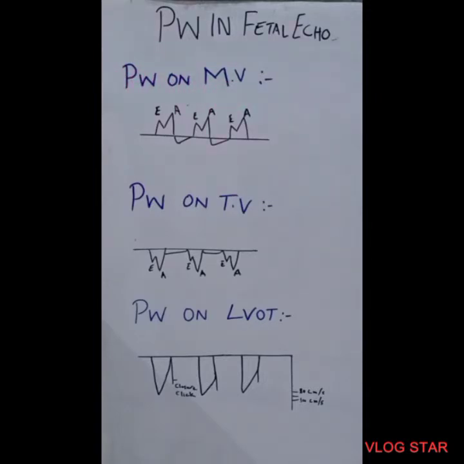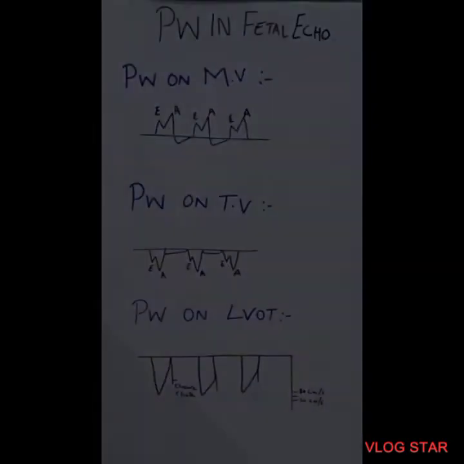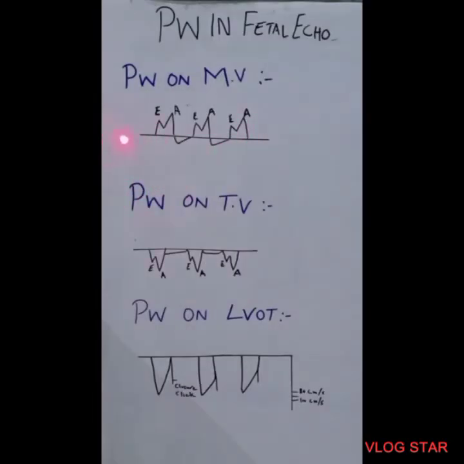First, when the Doppler sample gate is placed at the mitral valve, we get the trace shown in the diagram. Here the E is smaller than A during the gestational period. E shows the early diastolic filling and A shows the late diastolic filling. This becomes reversed after birth, but this is the normal biphasic flow throughout the gestational age. Sometimes it may reverse at the end or near delivery.